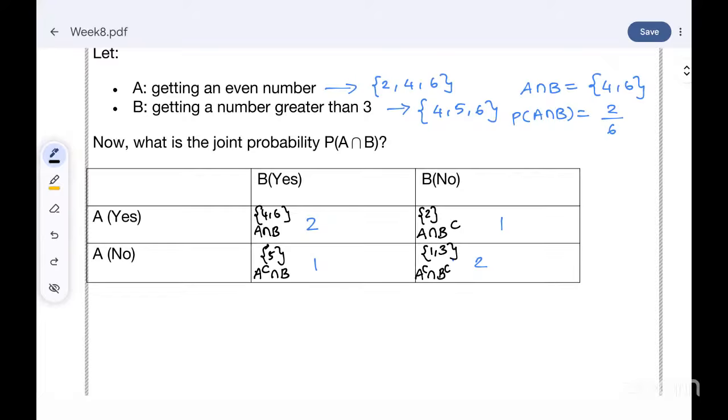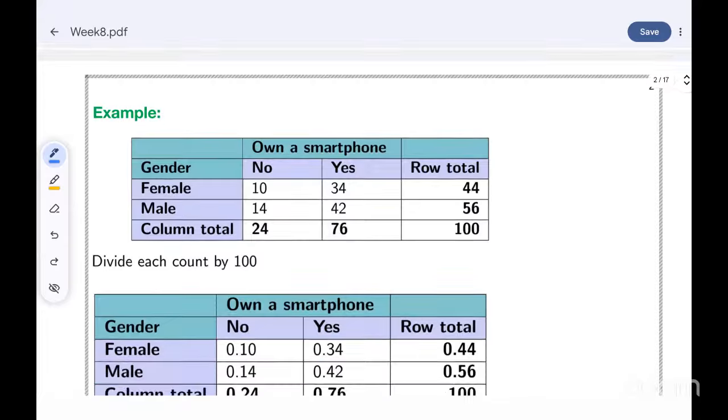So now, what are the joint probabilities? The joint probabilities are not just the numbers, but the probabilities. So here you see, this is probability of A intersection B. This is probability of A intersection B complement. This is probability of A complement intersection B. And this is the probability of A complement intersection B complement. Okay, fine. Now let us see another example here.